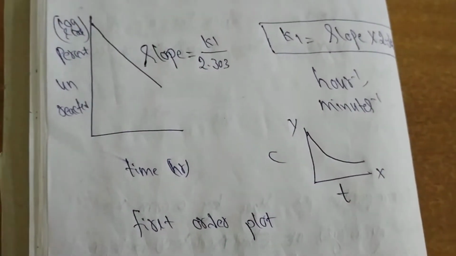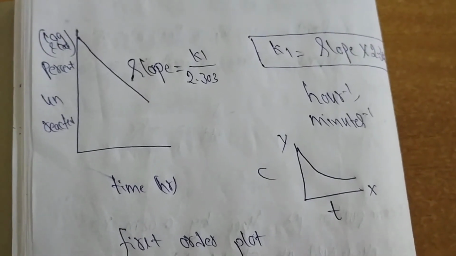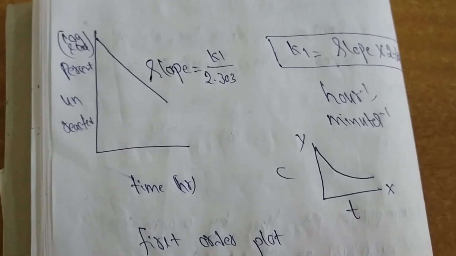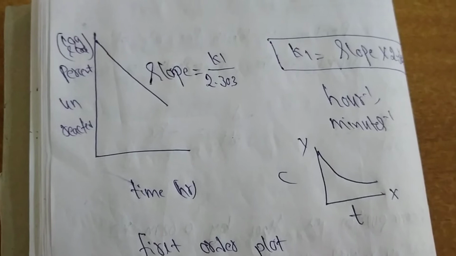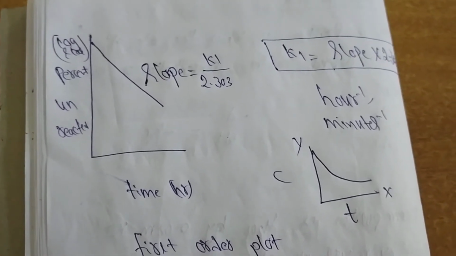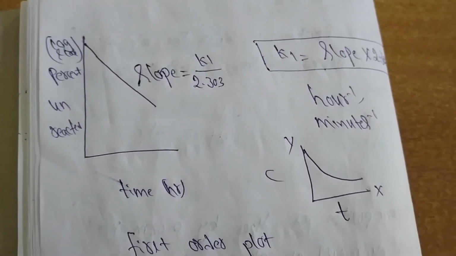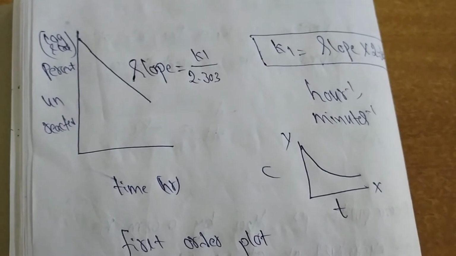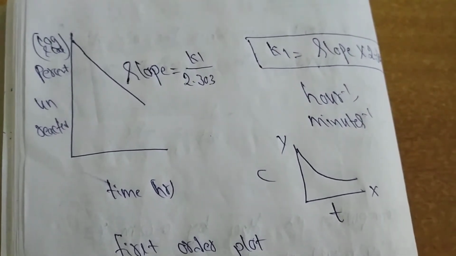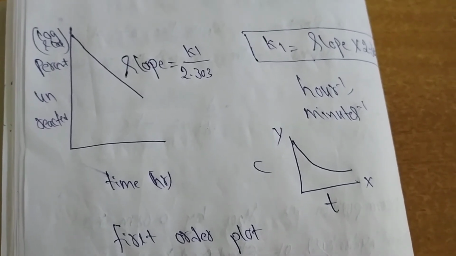For determination of first order rate constant, you plot a graph with time taken on the x-axis and log percentage unreacted taken on the y-axis. It gives a negative slope. Slope is equal to k1 by 2.303. To calculate k1, k1 is equal to slope into 2.303. When the slope is multiplied by 2.303, it gives the first order rate constant. Units for first order rate constant are hours inverse or minutes inverse.